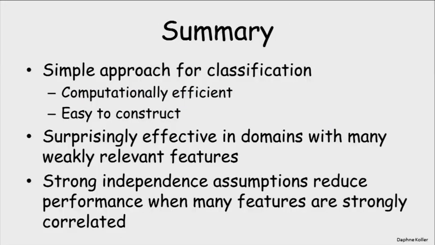So to summarize, naive Bayes actually provides us with a very simple approach for classification problems. It's computationally very efficient, and the models are easy to construct, whether by hand or by machine learning techniques. It turns out to be a surprisingly effective method in domains that have a large number of weakly relevant features, such as the text domains that we talked about. On the other hand, the strong independence assumptions that we talked about, the conditional independence of the different features given the class, reduce the performance of these models, especially in cases where we have multiple highly correlated features.